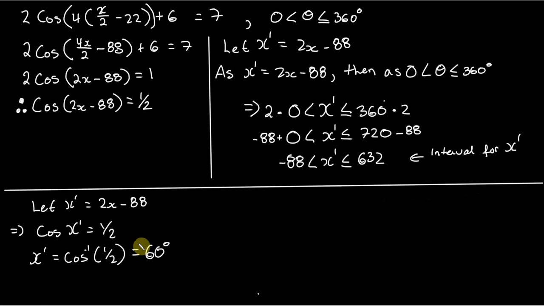So this is our first solution. Let's just box that off to save some space and to make things tidy. So that's our first solution. What does that mean for us?